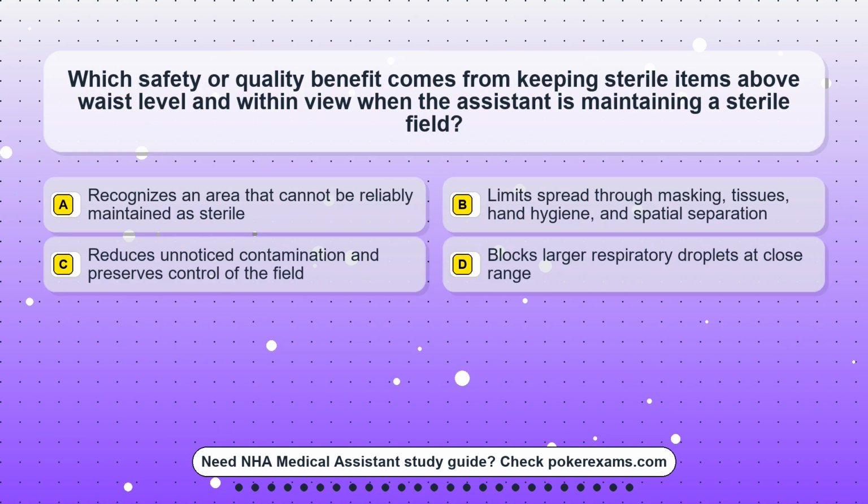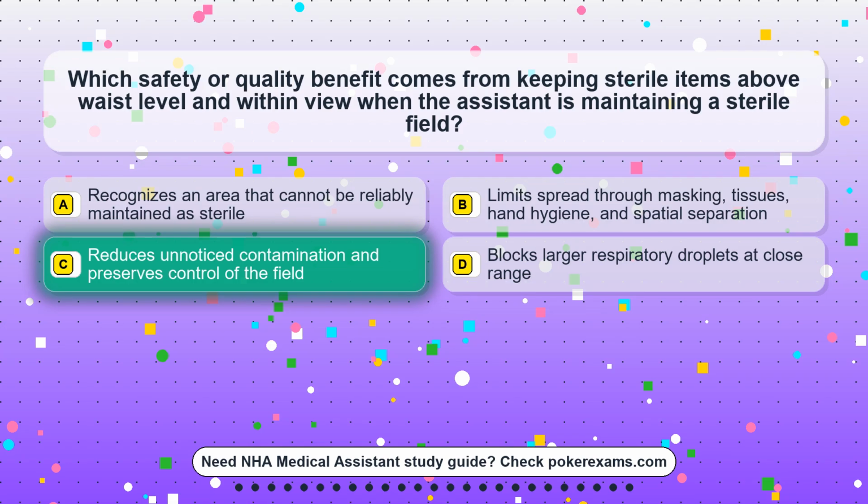Question 16. Which safety or quality benefit comes from keeping sterile items above waist level and within view when the assistant is maintaining a sterile field? Option A. Recognizes an area that cannot be reliably maintained as sterile. Option B. Limits spread through masking, tissues, hand hygiene, and spatial separation. Option C. Reduces unnoticed contamination and preserves control of the field. Option D. Blocks larger respiratory droplets at close range.